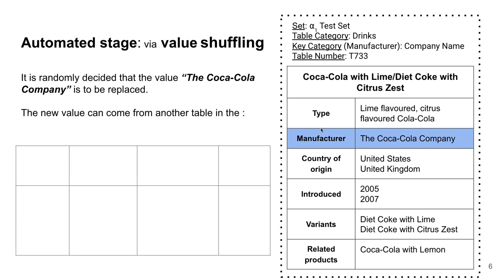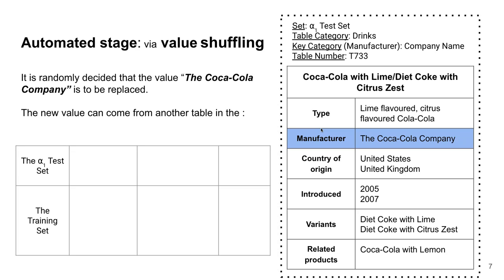So let's look first at the automated stage. In the automated stage, we want to initialize the table with a new table, which is the counterfactual. Here what we do is basically shuffle table information from another table into this table, and we do this first by checking where the existing table is coming from, what its category is, and what its table number is. For example, this is an alpha 1 test set table. It is called category ring. We are choosing the row manufacturer for now for consideration, and then we have table number, which is T73.